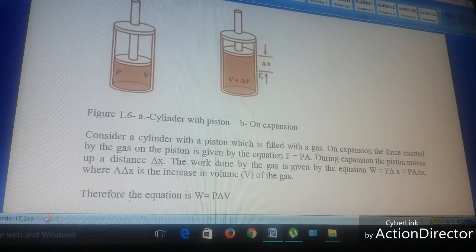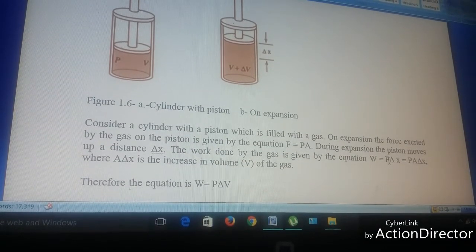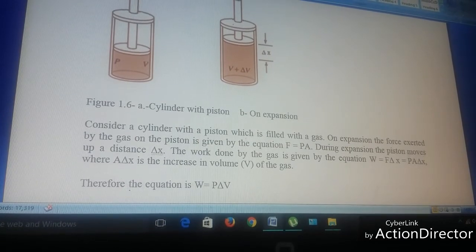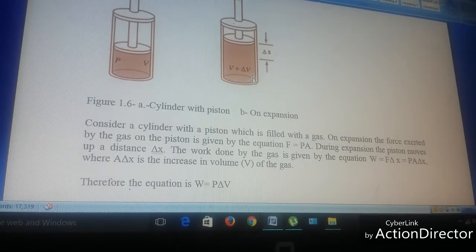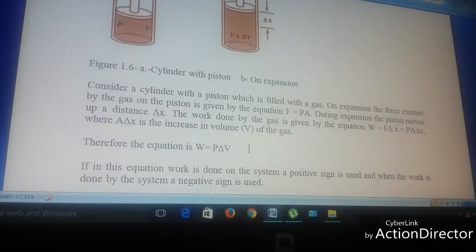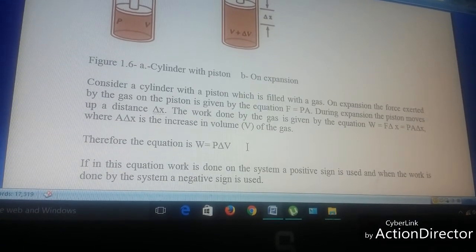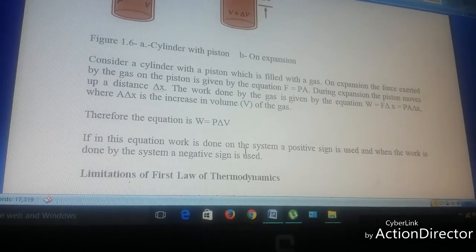So the work done will be given by force into displacement. Force is PA, and displacement is delta X, so it will become PA delta X, as you can see here. Now this A delta X is nothing but the increase in the volume of the gas. So work done will be equal to P delta V. If in this equation work is done on the system, positive sign will be used, and when work is done by the system, negative sign will be used.